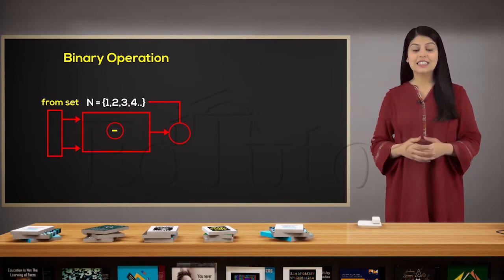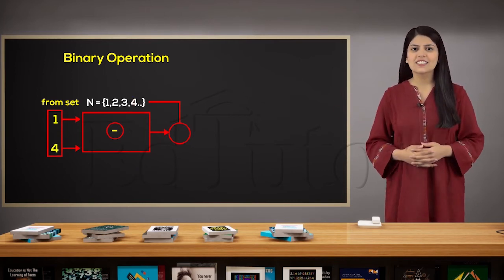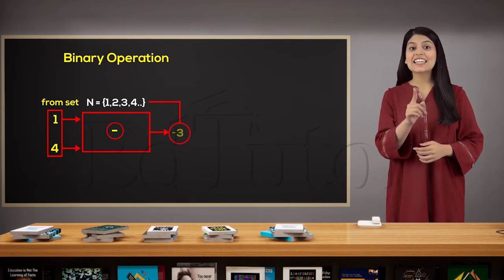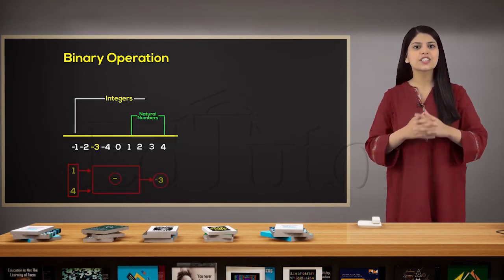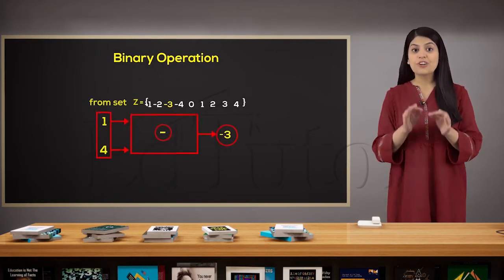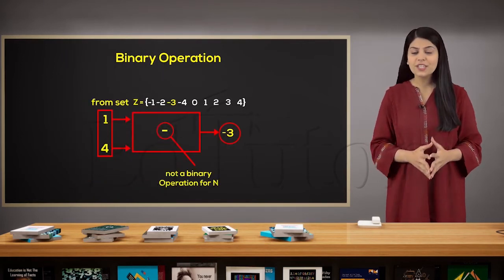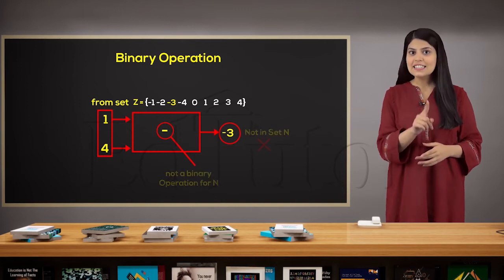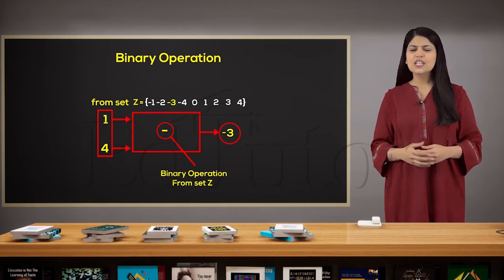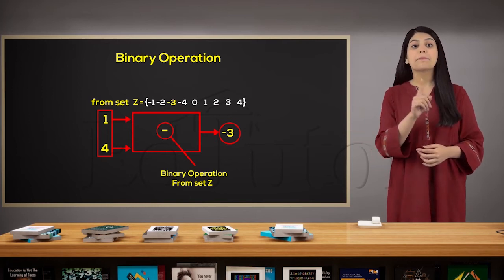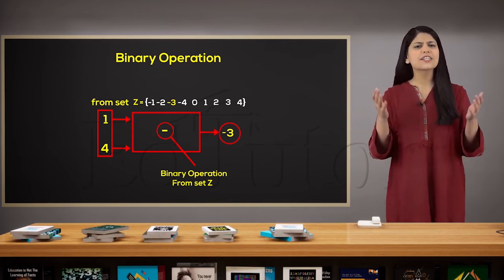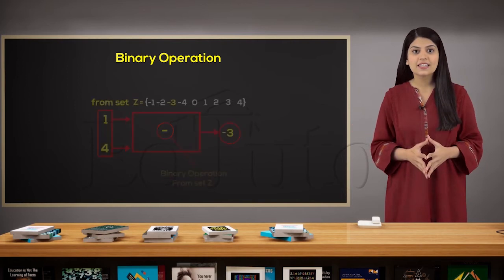Let's try it. Subtract 4 from 1. What do you get? -3. But that's not a natural number. It's an integer. Hence, subtraction is not a binary operation for set N, but it is for set Z. You see how you have to pay attention to the set? Because depending on the situation, certain binary operations apply.